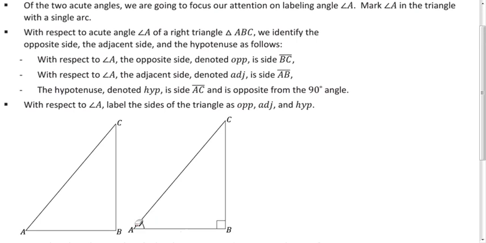And we already saw that the opposite side here would be side BC. So we're going to call that opposite and use OPP for our abbreviation. The side adjacent to angle A is the leg that forms the angle. It's not the hypotenuse. So the leg next to this angle would be AB. And we use ADJ for our abbreviation. And the hypotenuse, longest side opposite the 90-degree angle, we abbreviate as HYP. That's how we label the three sides.